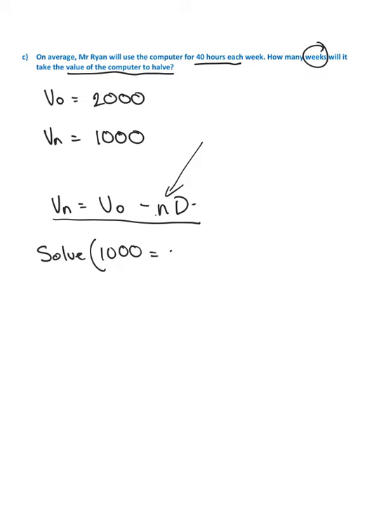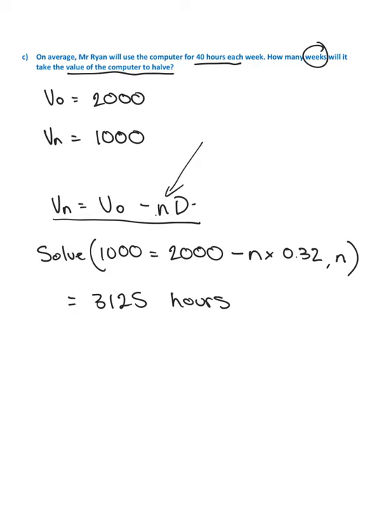Equals V0, which was 2,000, minus n, that's what we're trying to find, times 0.32, comma, we're trying to find n, close brackets. Then you're going to press enter in your calculator, and it is going to tell us 3,125 hours. That is how many hours it will take for the computer to be of value $1,000.